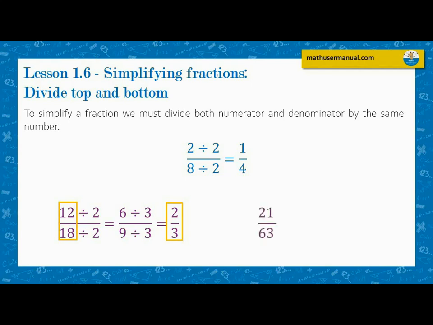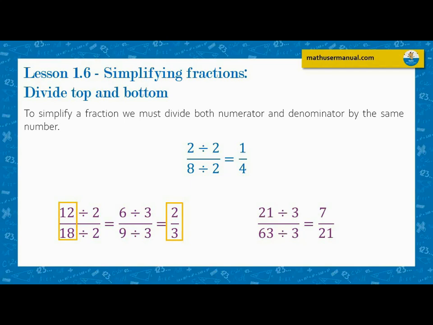Let's do it one more time. Math, the more we practice, the better we get. So 21 over 63, they are both divisible by 3. They are both in the table of 3. 21 over 3 is 7. 63 over 3 is 21. This is a simpler version, but we can actually still go further.